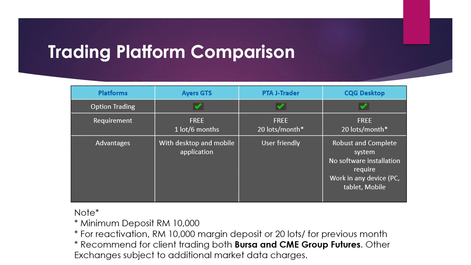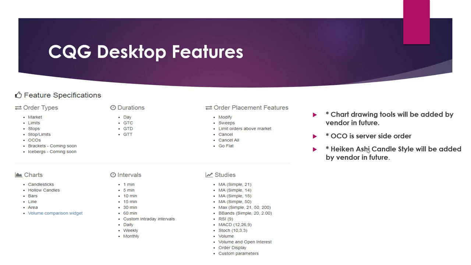For now, Bursa and CME Group futures are only available for free for the data and the charting. For other exchanges like Singapore, Hong Kong, Tokyo, you need to pay an additional market data charge. For now, under CME: energy, crude oil, natural gas, metals, copper, gold, silver, platinum, and also agriculture, corn, soybean, soybean oil, soybean meal, all is free. Of course, CPO also.